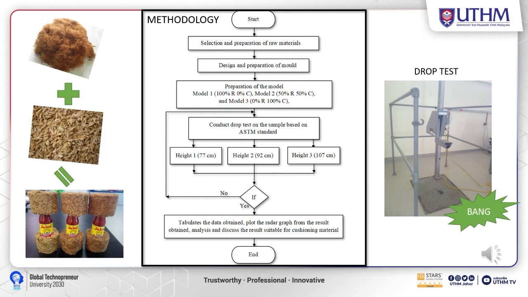After pouring the mixture into the mold, you can place the model in a drying machine and set it around 80 degrees Celsius for 4 days to ensure the cushion dries evenly. After we have prepared the mold, we can now do the drop test.